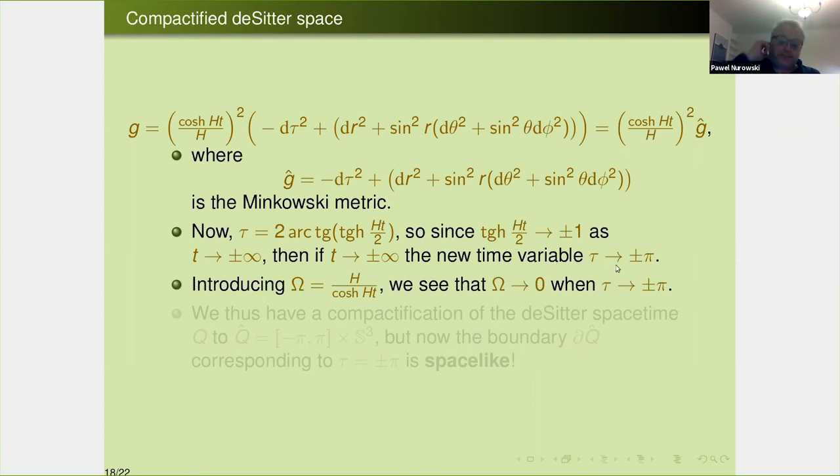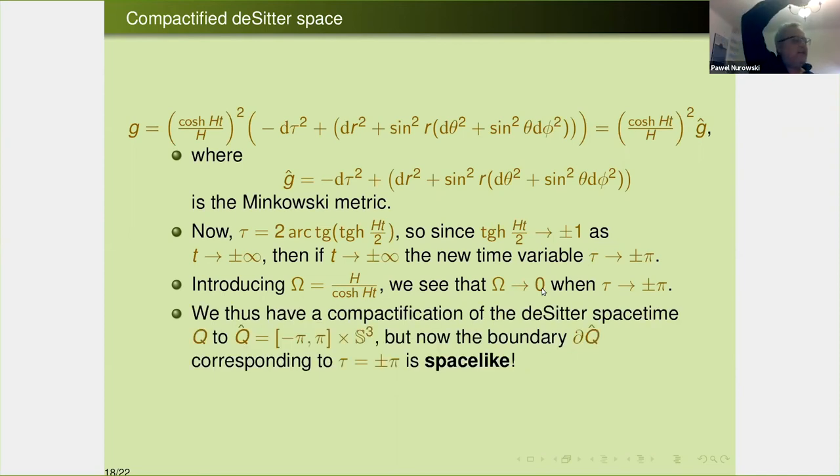And then one sees that this function omega, which relates g hat and g, behaves like this. When tau goes to plus minus pi, omega goes to zero. So that's precisely conformal compactification. But now, as you see, the compactification, what I did, I compactified time. So now the hypersurfaces tau equal plus minus pi are space-like.